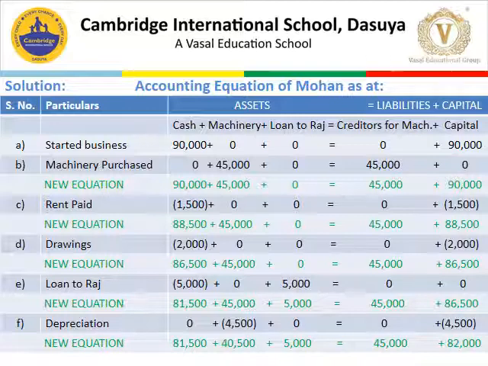Next is machinery purchased, and it is clearly mentioned in the question that machinery is purchased on credit. So there is no outflow of cash out of the business. So there will be no effect on the cash. But machinery comes into the business, so we will add 45,000 in the machinery column.